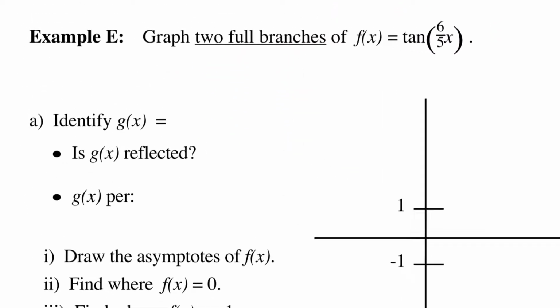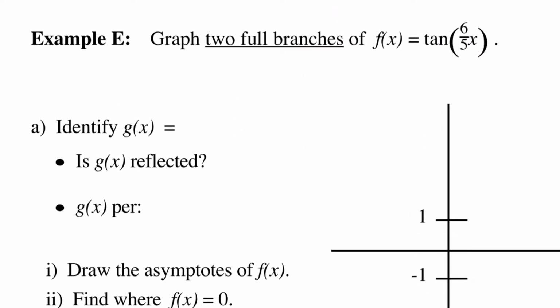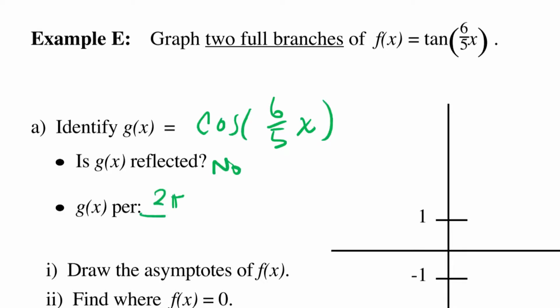Okay, now let's graph two full branches of f of x equals tangent of 6/5 x. The denominator for tangent is cosine. So g of x equals cosine of 6/5 x. G of x is not reflected, so no. And the period for g of x is 2 pi divided by 6/5. That's 2 pi over 1 times 5/6. And we can simplify the 2 and the 6 to get 1 and 3, and that becomes 5 pi over 3.